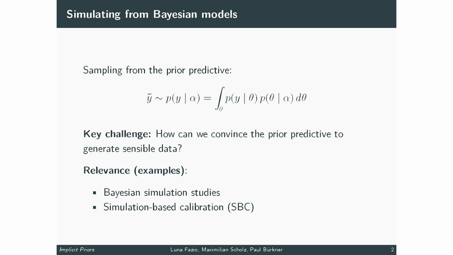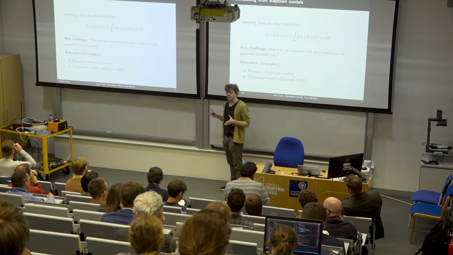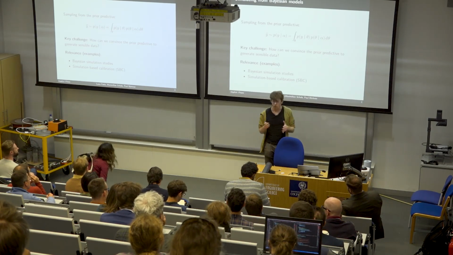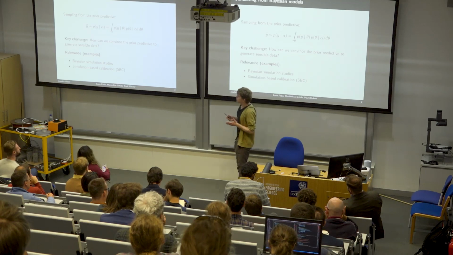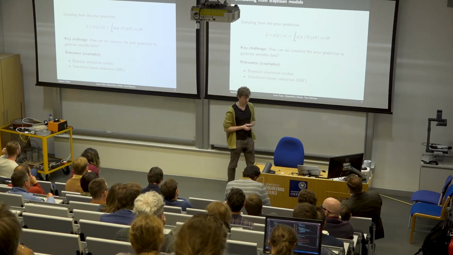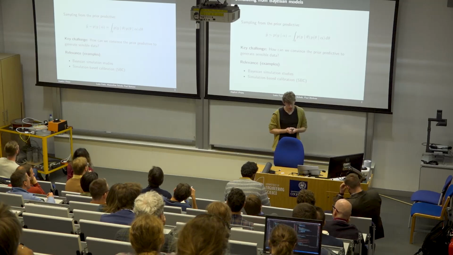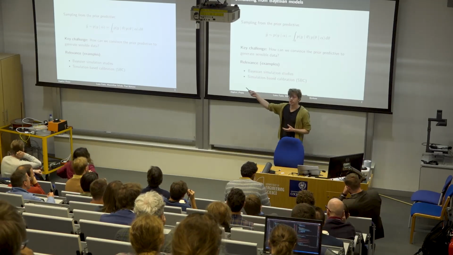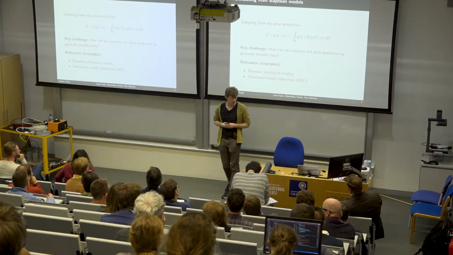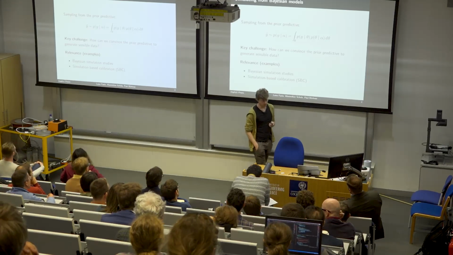And the key challenge, that perhaps a lot of you are familiar with, is how can we convince the prior predictive to generate sensible data? We have specified our prior with some hyperparameters, and then the data that we are getting out of it is completely garbage. And then, of course, everything we do based on that garbage data is probably not very convincing. So this is the key question, and we are presenting a very simple idea, as a quality of life improvement, to get more sensible data out of the prior predictive distribution.